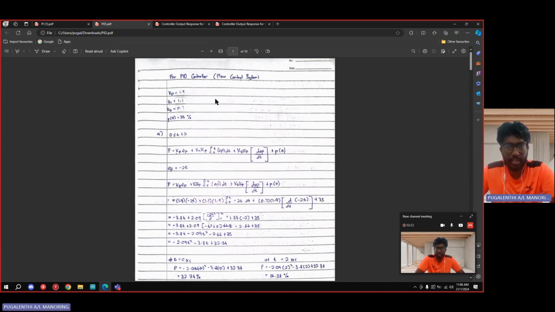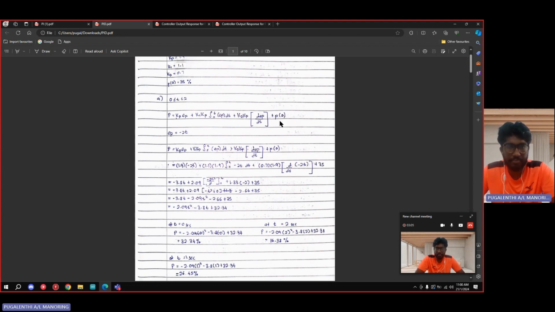And this is for the PID controller. In the PID controller, we need to have KD values. For my group, the value is 0.7, and the formula is changed a bit. The value is still the same until the integration part. After the integration part, we need to add this term, which is KD multiplied by KP multiplied by the derivative of the EP, and added to the P.